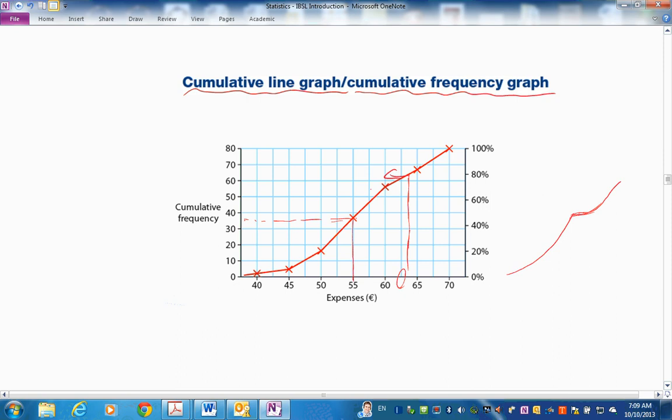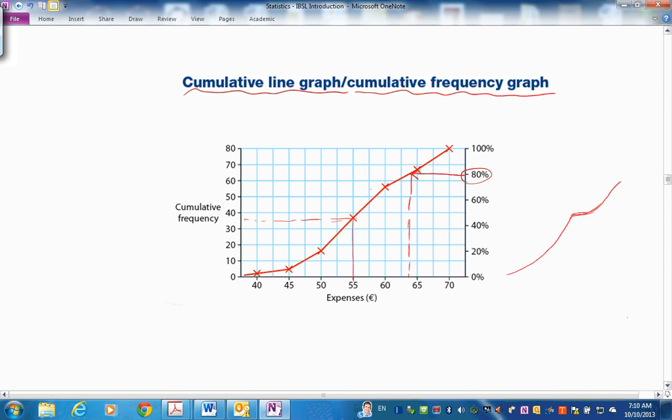Let's do something else. What is the amount spent per week by 80% of students? 80% of students are spending less than 60, whatever this is, 63 or something, euros. So we could go that way. 80% of students are less than that. Okay, so all sorts of things.